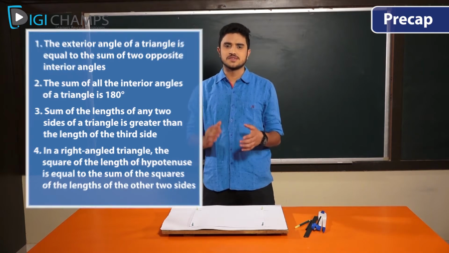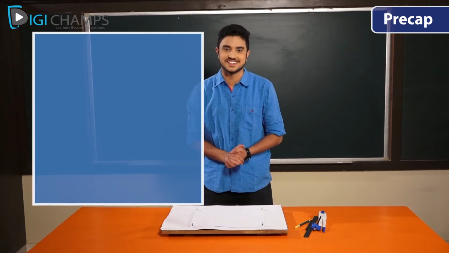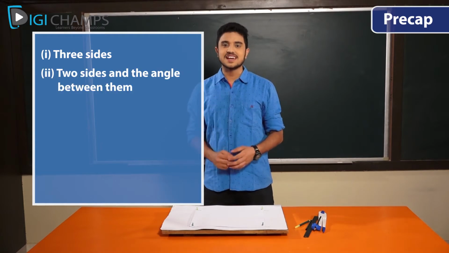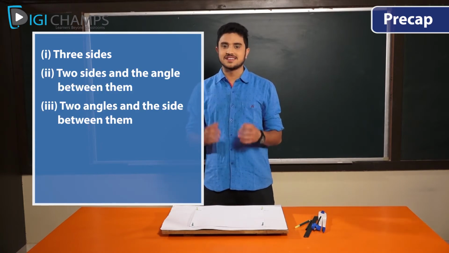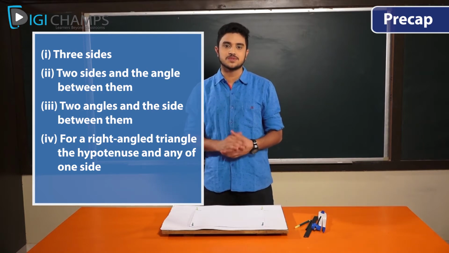And in the chapter Congruency of Triangles, we saw that we can draw a triangle if we know any of the following criteria: 3 sides, 2 sides and the angle between them, 2 angles and the side between them, and for a right angle triangle, the hypotenuse and any one side.